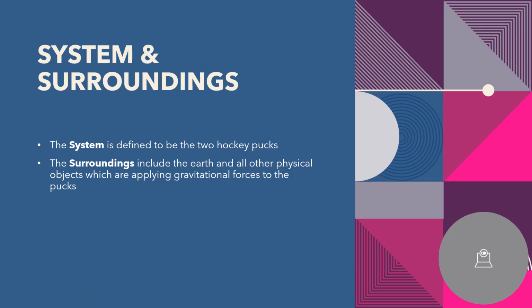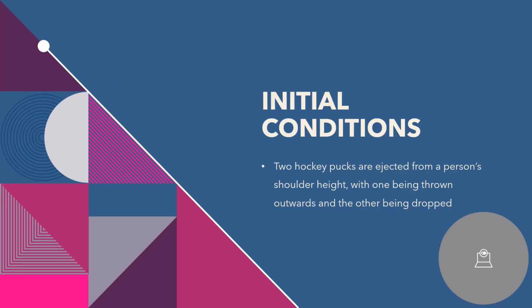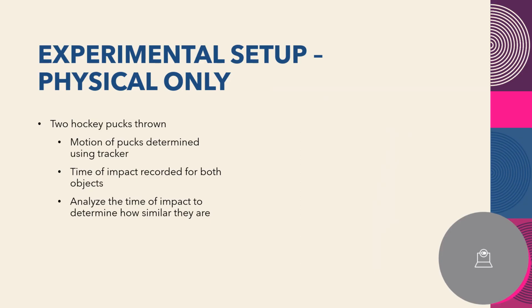For my experiment, I defined the system to be the two hockey pucks which are thrown in the video, which I'm about to show, and the surroundings to be the Earth and all other physical objects, which are applying gravitational forces to the pucks. The initial conditions are that two hockey pucks are ejected from a person's shoulder height, with one being thrown outwards and the other being dropped directly downwards.